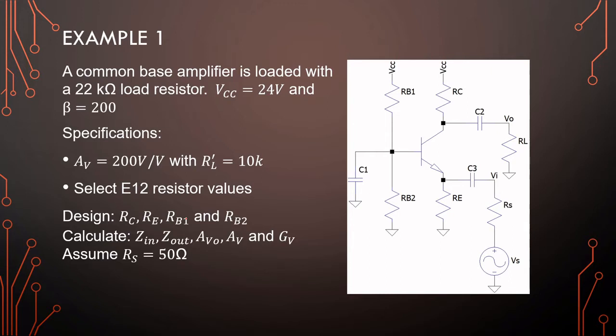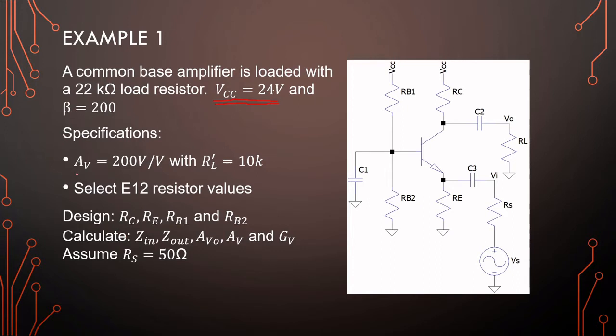So let's say we have a common base amplifier loaded with a 22 kilo ohm resistor, a VCC of 24 volts. Sometimes in transmitters or receivers, it will have very large VCC value. This is to help accommodate for a very, very large gain and a very large output swing. They even increase the rails to accommodate larger collector resistors just to have bigger gains.